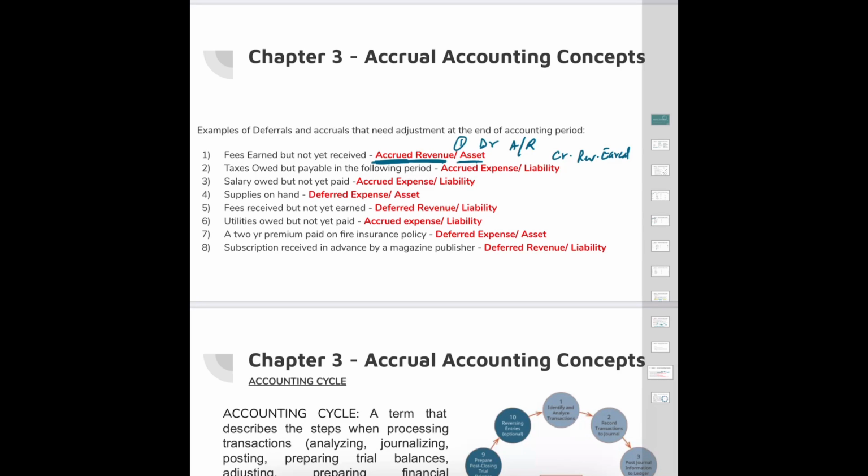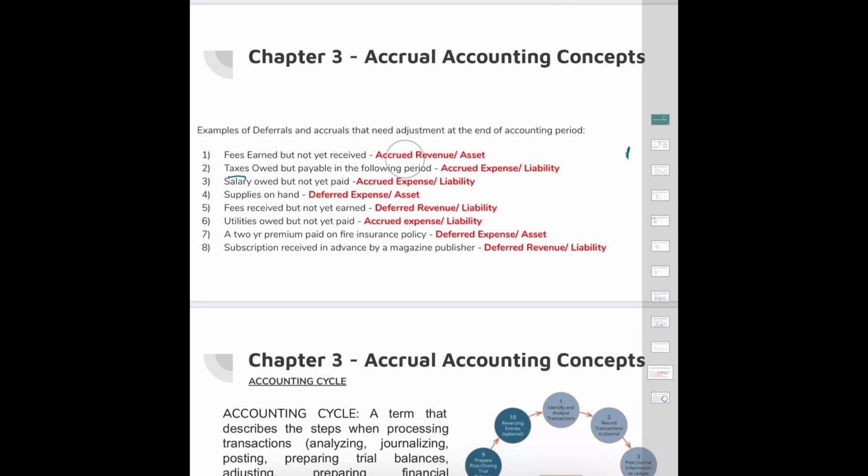For the first one. Now second is taxes owed but payable in the following period. Remember, in accrual accounting it does not matter when we pay. Now here we want to make the adjustment for the taxes that are owed, and we are going to pay them in the following period. So we are going to accrue the expense because taxes are expense. So in order to book the expense, we will say debit expense and account payable will be credit because we are going to pay it in the later period.